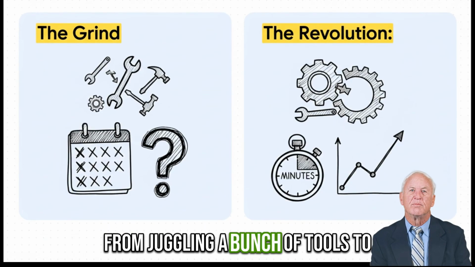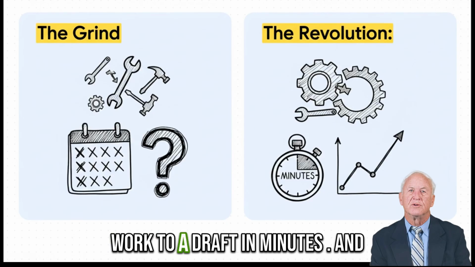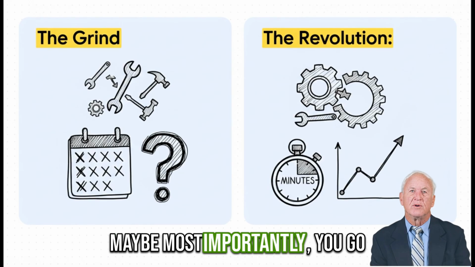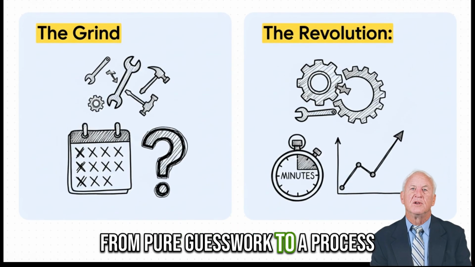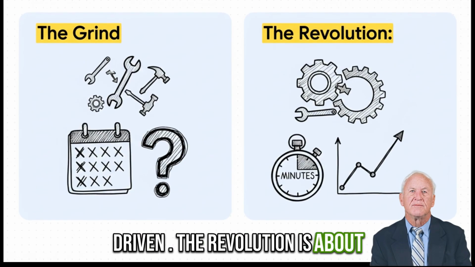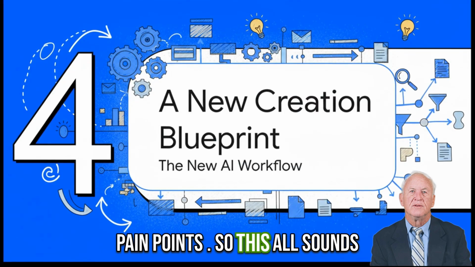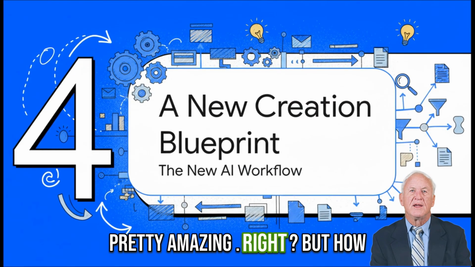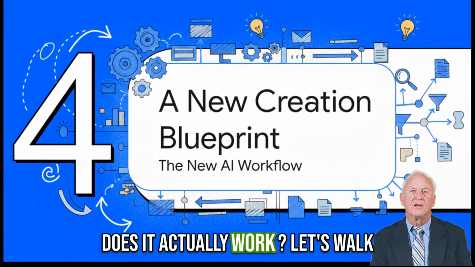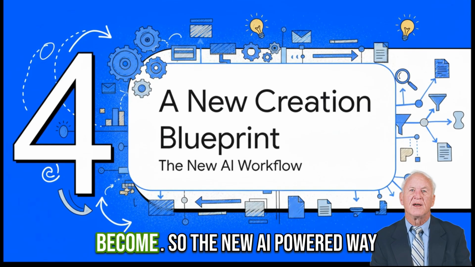You go from juggling a bunch of tools to one simple system, from days of work to a draft in minutes. And maybe most importantly, you go from pure guesswork to a process that's trackable and totally data-driven. The revolution is about fixing every single one of those old pain points. So this all sounds pretty amazing, right? But how does it actually work? Let's walk through the new blueprint and see just how simple this whole thing has become.